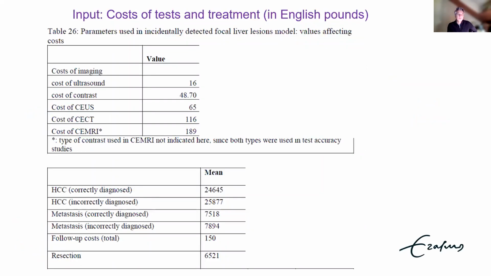The other thing we needed to include, of course, were the costs. How much do the different parameters or the elements cost? And here I'm just showing you the kinds of costs that we could include in our analyses. Up front, or above, you'll see the cost of diagnostic tests, and down below you see the much higher costs of the different disorders, whether they were correctly or incorrectly diagnosed.